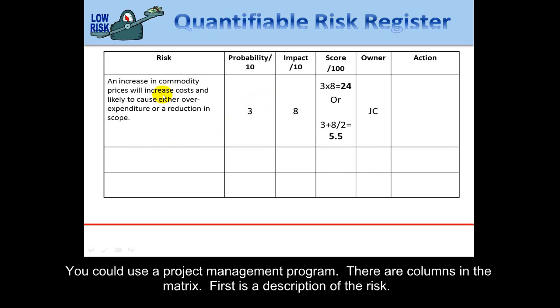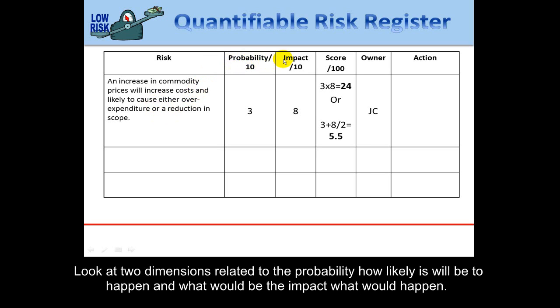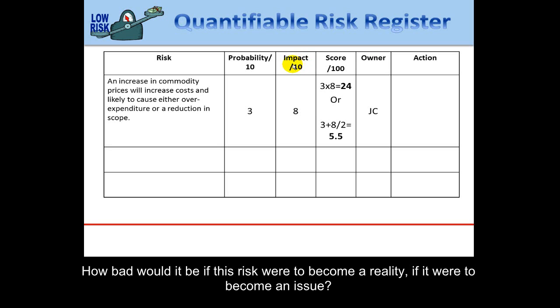So here are the columns that we've put into the matrix. First of all is just a description of the risk, and you'll see that I've put in the one about commodity prices increasing, causing overexpenditure or a reduction in scope. And now we're going to look at two dimensions related to what is the probability, how likely is it that this will happen, and what would be the impact, what would happen, how bad would it be if this risk were to become a reality, if it were to become an issue.